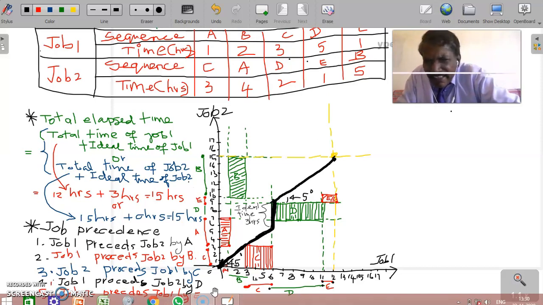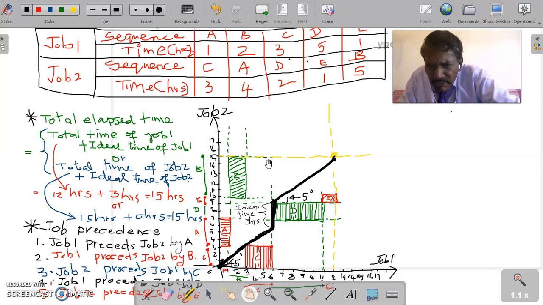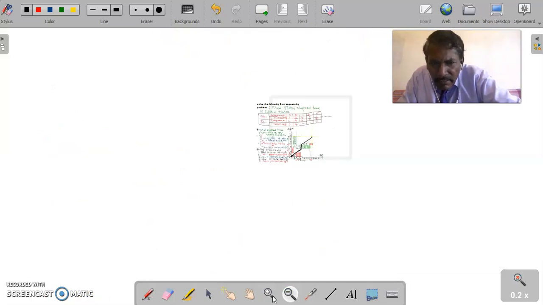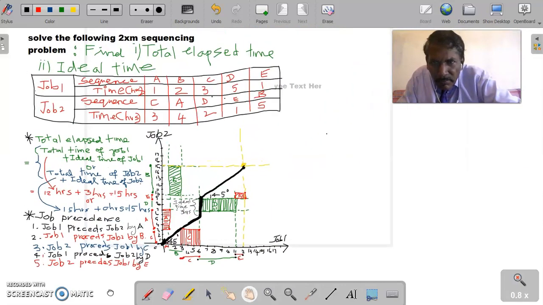So this is the way we can solve any sequencing problem of the type we have just seen, I mean, 2 jobs and M machines. These types of problems can be solved this way. So this is how we can do the sequencing problem.